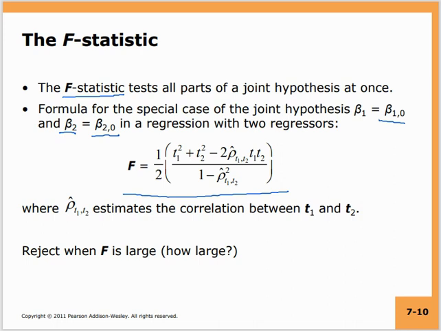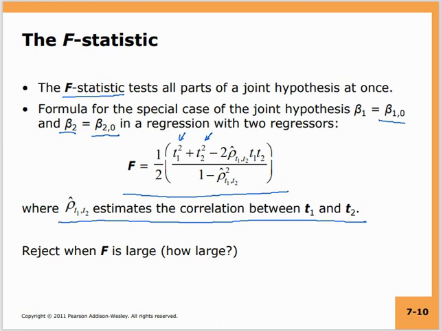This t1 you are getting from testing the hypothesis beta 1 is equal to beta 1 0, and beta 2 is equal to beta 2 0, you are getting this t2 from that hypothesis. So t1 square plus t2 square minus 2 times rho hat t1 t2, where rho hat t1 t2 estimates the correlation between t1 and t2, and this whole thing is divided by 1 minus this correlation between t1 t2 whole square.